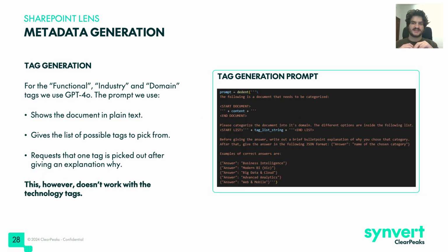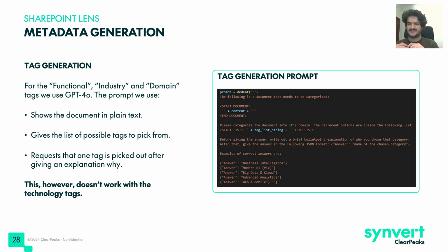For 3 out of the 4 tag categories, we also use GPT-4o. And that's because as there are only like 5 or 6 different tags for each category to choose from, we can just present the document to GPT-4o, list out the tags, and ask it to pick one.